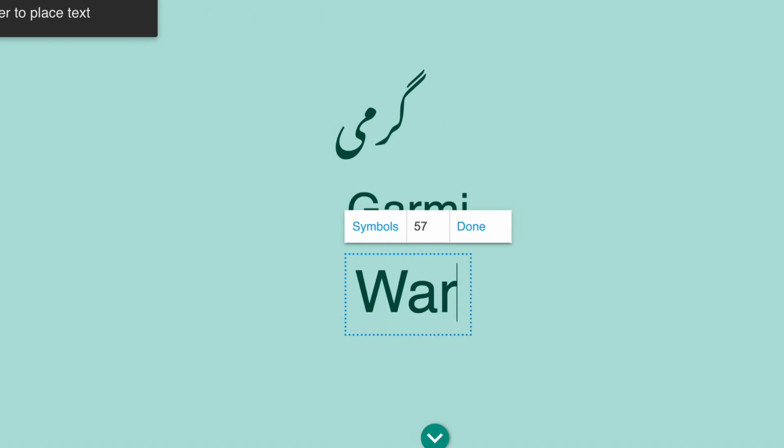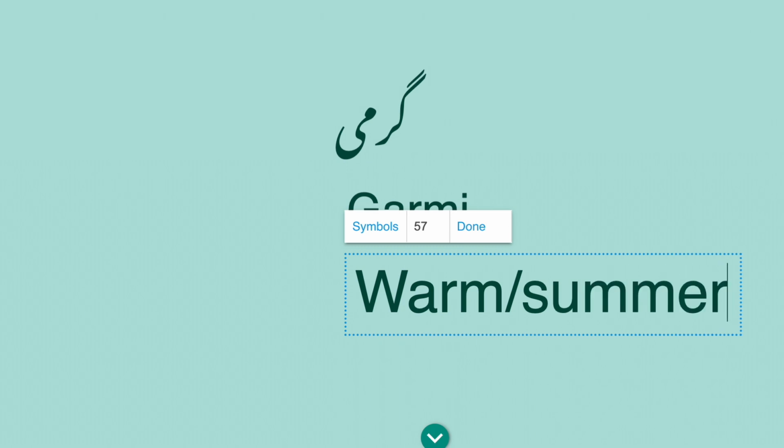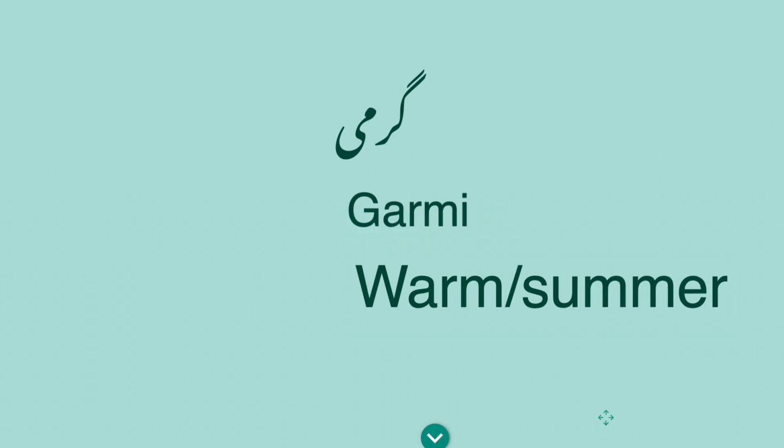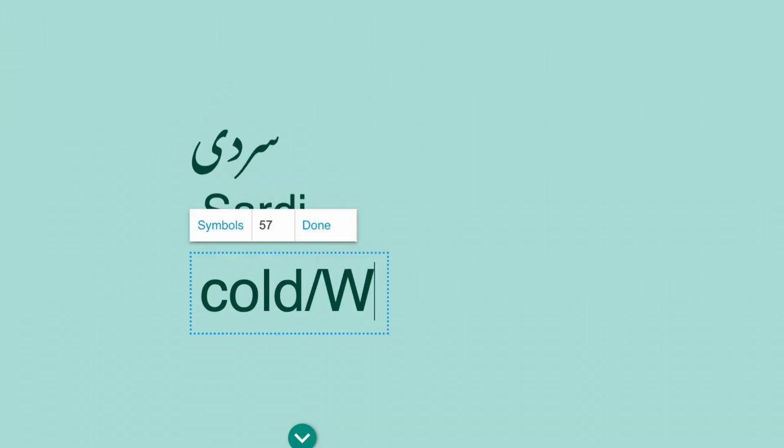Next one is garmi, which is warm or heat. बहुत गर्मी है. It is very hot. This word is used for the weather. It's so hot. It's so warm.